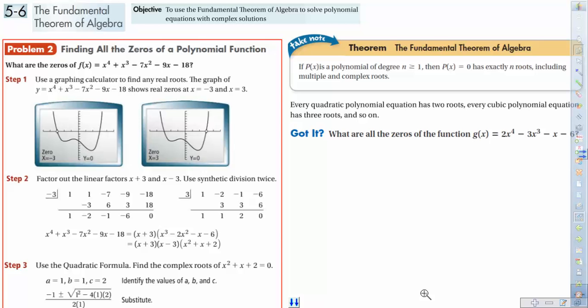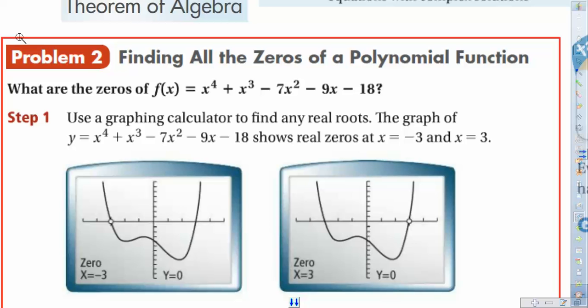Alright, now finally 5-6. Let's be able to solve some polynomial functions and get some real answers and some imaginary answers. Let's look at that first problem right there. So, how they will phrase these questions, they'll ask you what are the zeros of that given quartic function that you see right there in front of you.